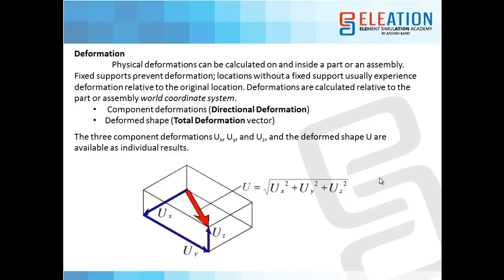So there are three component deformations, that is x directional, y directional and z directional, and the deformed shape u are available as individual results. So you can see the deformations in x, y, z direction as well as the global coordinate system deformation, that is the average of these three types of deformations.